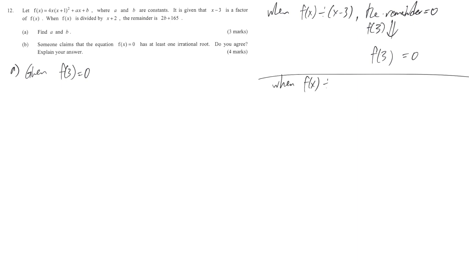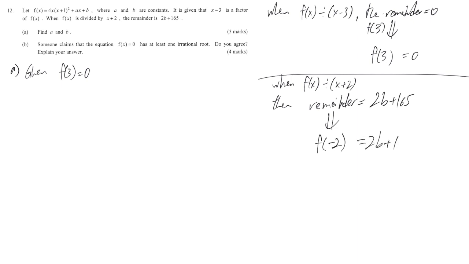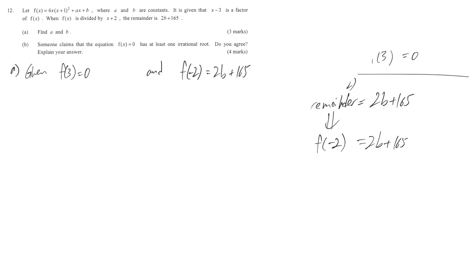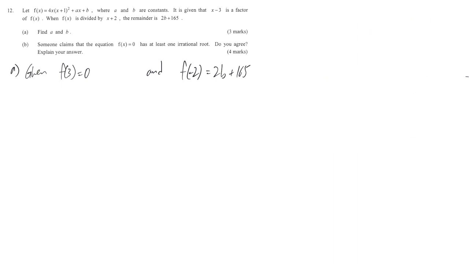When f(x) is divided by x plus 2, then the remainder is equal to 2b plus 165. Again, we use the remainder theorem. The remainder in this case means put a suitable x, which is -2. So that means we know that f(-2) is equal to 2b plus 165. We are going to use these two pieces of given information, then this gives you two equations. Then of course you can solve two unknowns from two equations.